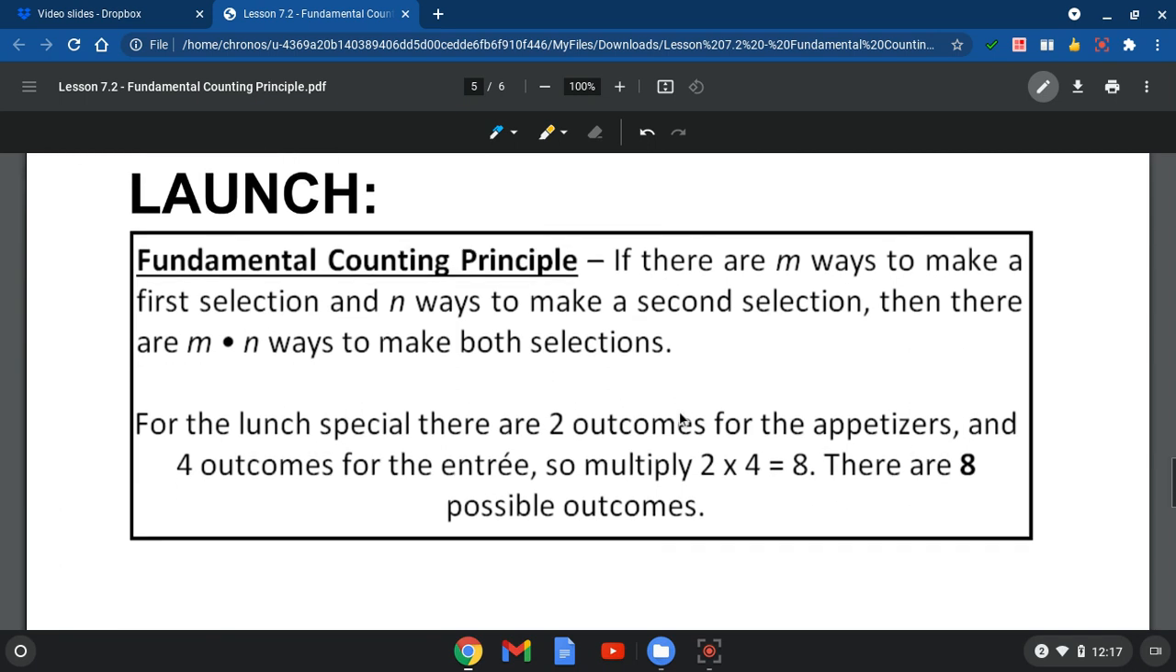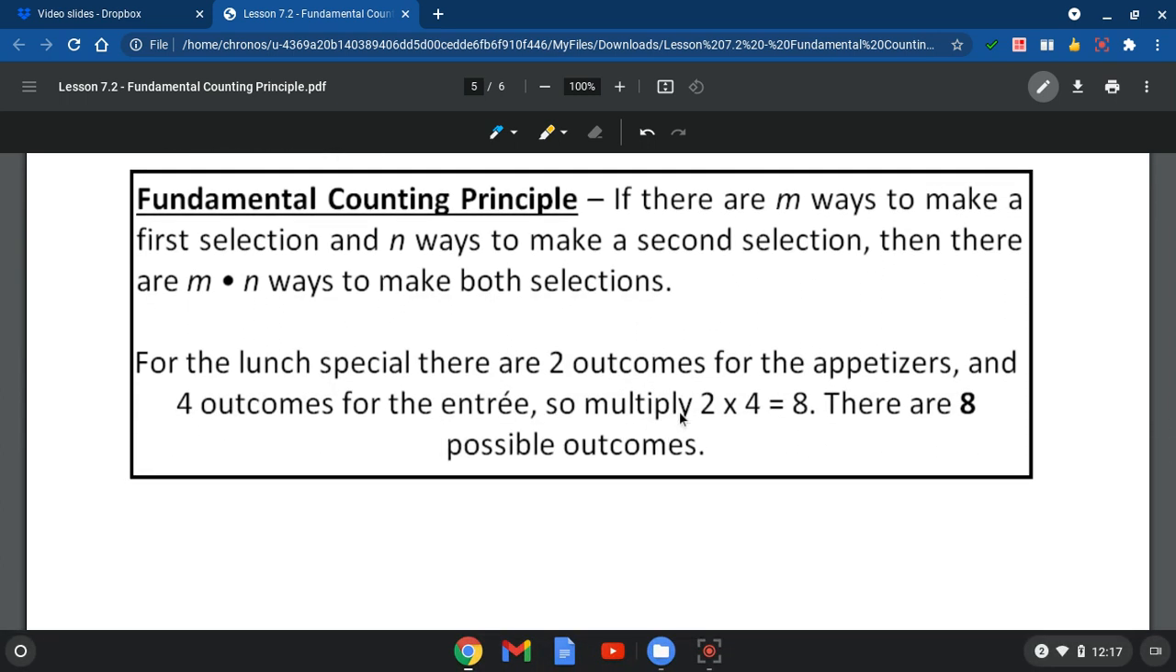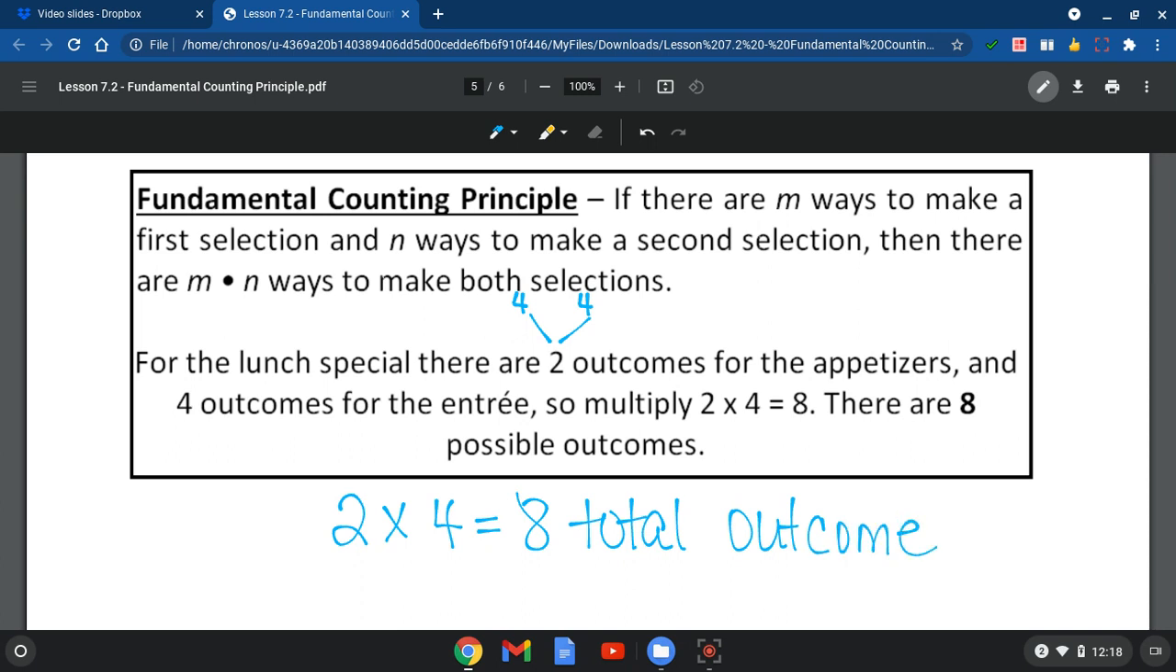Let's take a look at an example. For a lunch special, there are 2 outcomes for appetizers and 4 outcomes for the entree. So for each one of these 2 outcomes, there are 4 possibilities under each appetizer for an entree. Therefore, if we multiply 2 times 4, we get 8 total outcomes. And again, the 2 is for the appetizers and the 4 is for the entrees.